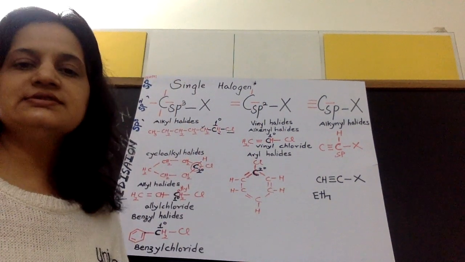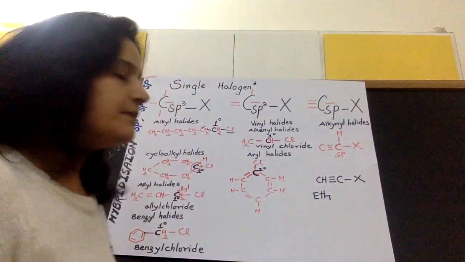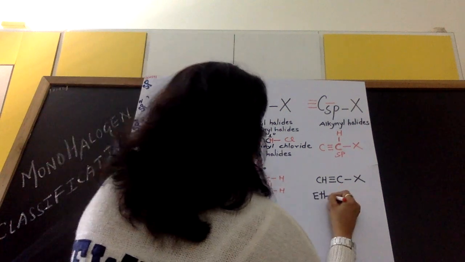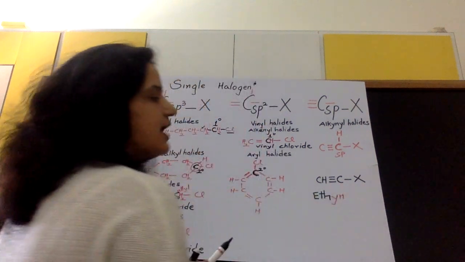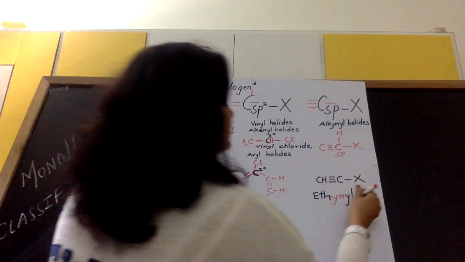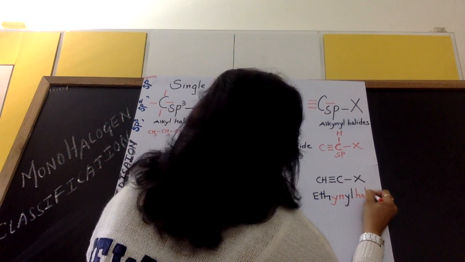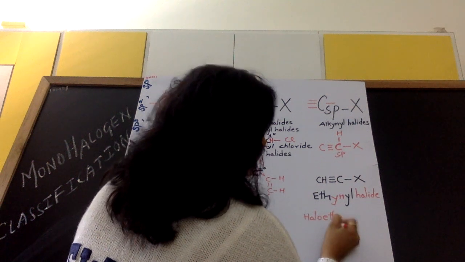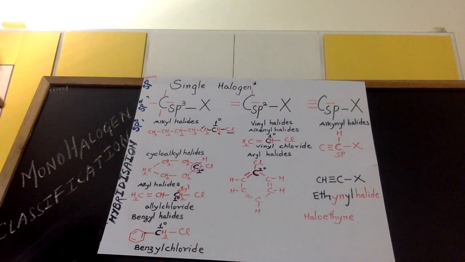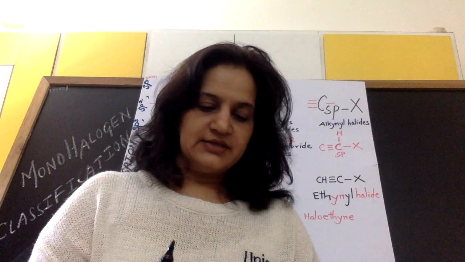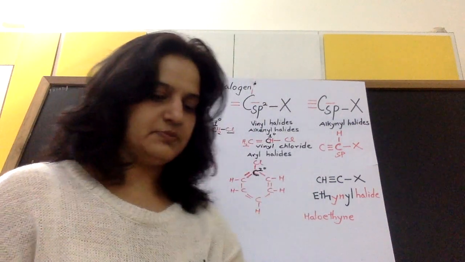Carbon-carbon bonding is double? No, carbon-carbon bonding is triple. So for triple bond we write yne, ethyne. For the unused bond we write yl, and on that we wrote halide. So we write ethynyl halide or haloethyne, where you can write chloro, bromo, iodo, whatever. So this is the classification of alkyl halides on the basis of hybridization.